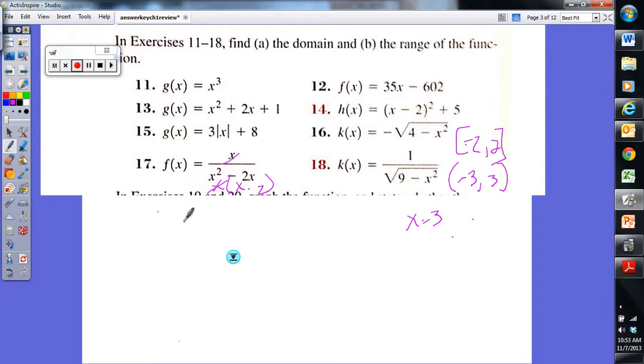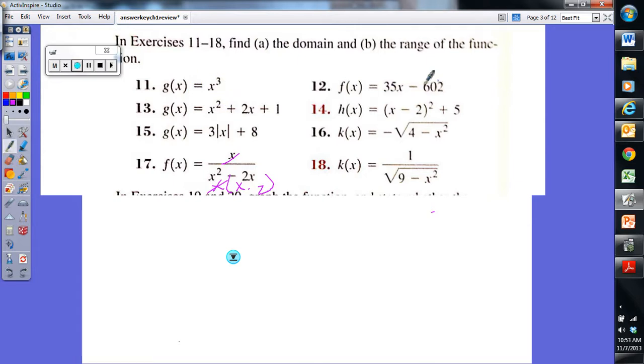The domain for 17 I wrote out, and the domain for all the rest of these is all real numbers, or negative infinity to infinity. Let's talk about the ranges. Ranges are a little bit more difficult. I know, because I've looked at a lot of graphs in my life, that an x cubed function looks like this and goes on forever, so the range is all real numbers. I also know that, and if you didn't know that, you could look at it on the calculator.